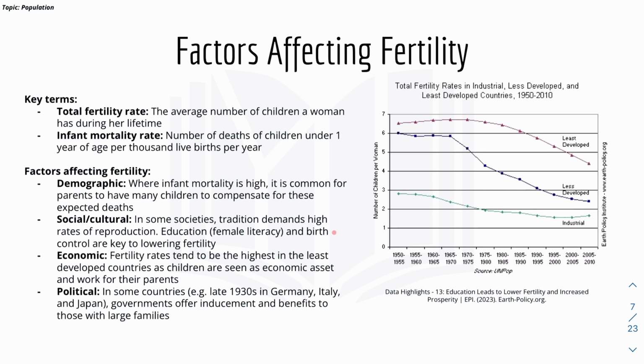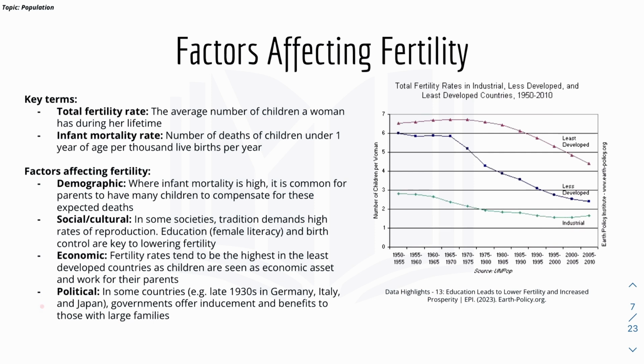For example, in some traditions, they demand high rates of reproduction. And for economic, fertility rates tend to be the highest in the least developed countries, as children are seen as an economic asset and work for the parents. For example, the children could be working on the farm with the parents, or working for the parents. So parents or families would like to have bigger families so that they have more, quote-unquote, workers.